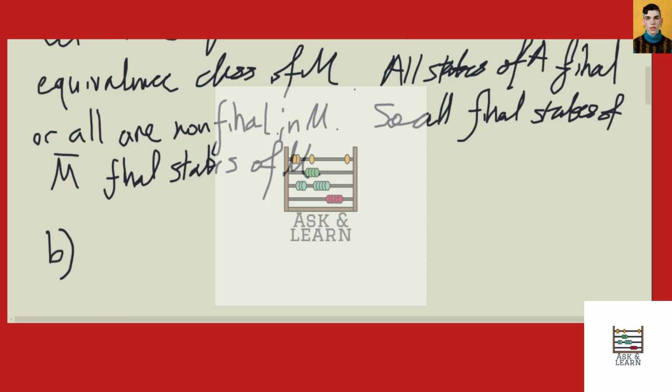Now in part B, we're asked to prove that if k is a positive integer, then it follows that s is k related to t if and only if s is k minus 1 related to t and f of sa is k minus 1 related to f of ta for every a in the input set. So let k be a positive integer.